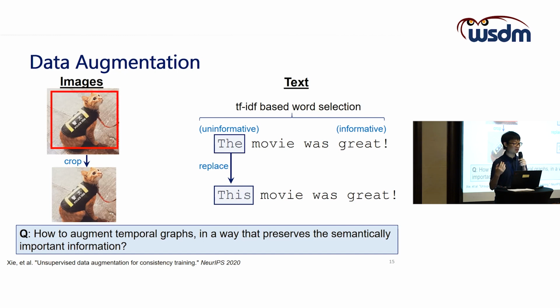But one important challenge is that we don't just want to do any data augmentation. We want to do data augmentations that so-called preserve the semantically important information. What that means is that we don't want to change the essential meaning of the data. For example, in these images, we don't want to totally crop out the cat in the foreground and just leave the background, because that would ruin the image classification performance. So what we want to do is modify the image in a way that is semantically unimportant. You see the same thing going on here, where we replace the uninformative words only. So the question is, how can we do something similar for the temporal graph setting?